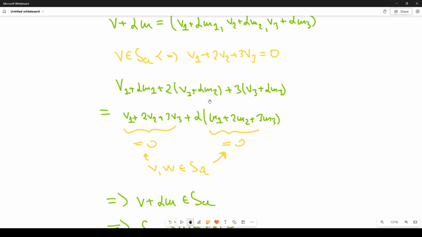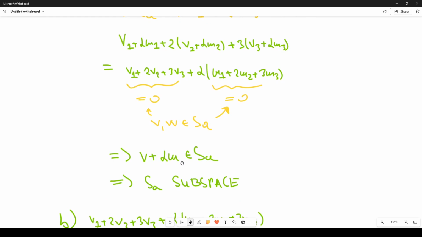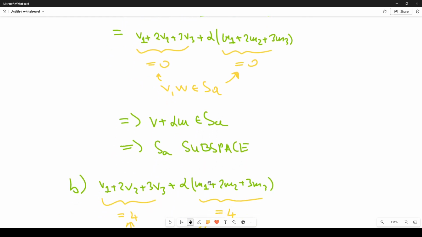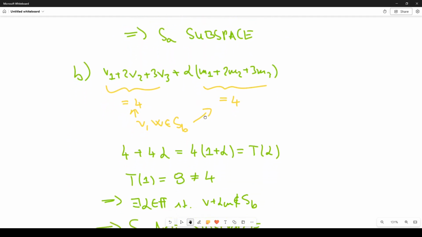So that means this sum over here, when you sum up its coordinates in that way, you do in fact get 0. That means that this belongs to S of A. So S of A is a subspace. For B, it's the same.